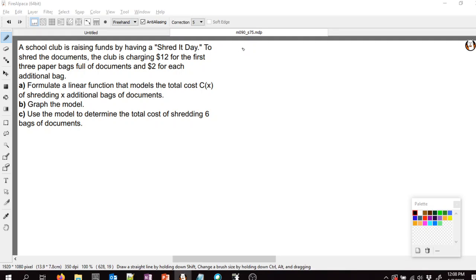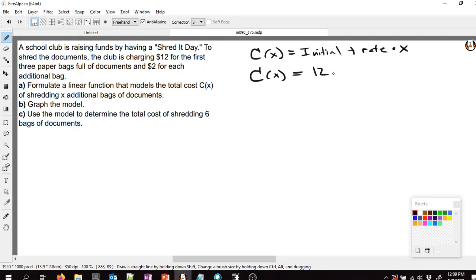Okay, so when we have a cost function, something like C of x is equal to the initial plus that rate times x, where x is the number of additional ones. So C of x is equal to our initial amount, $12, plus 2 for each times the number of additional bags, plus 2x. That's our linear function, part A, right there.